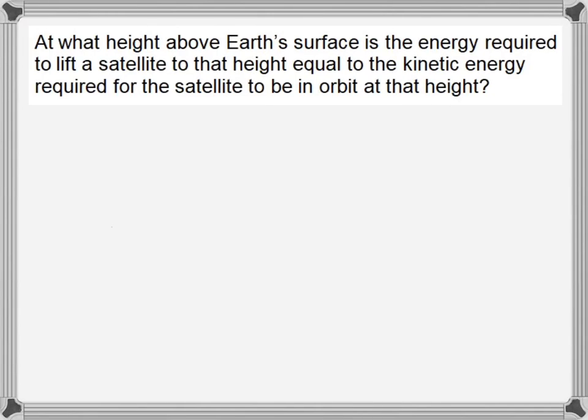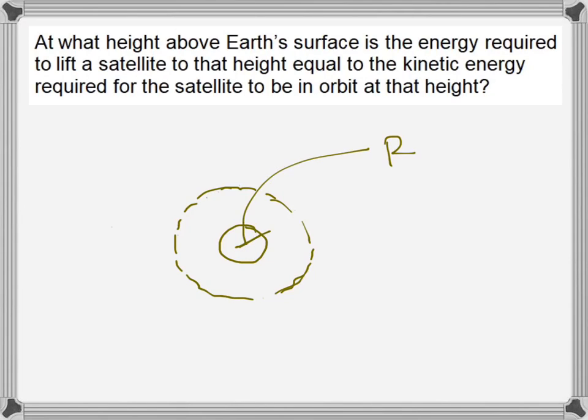Okay, the problem asks at what height above Earth's surface is the energy required to lift a satellite to that height equal to the kinetic energy required for the satellite to be in orbit at that height. So let's say this is Earth. It's not a good drawing. So this is Earth, and let's say this is the orbit, something like that. It's not to scale. So this is Earth's radius, which is uppercase R, and then this much is the height above the surface where the satellite is.